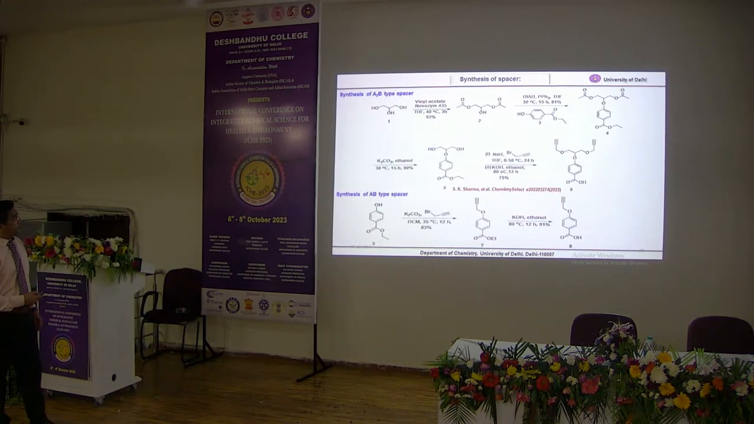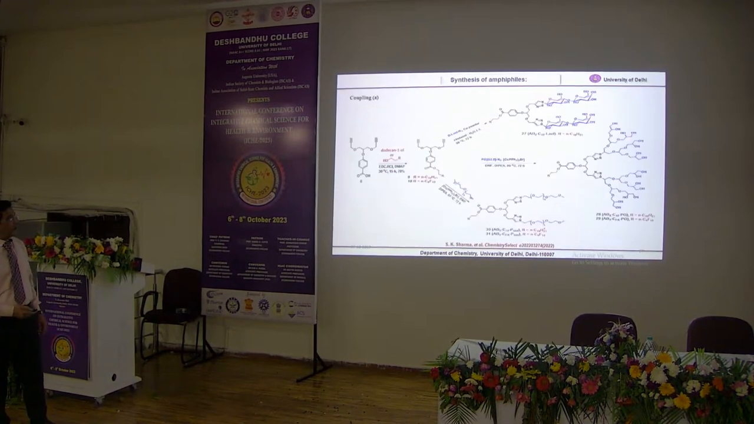So this is the full strategy, starting from glycerol diacetate, then Mitsunobu reaction to get this compound. And then this compound was hydrolyzed. As you can see, the acetyl group was hydrolyzed. And then we treated with propargyl bromide to get these propargyl units. And finally, we carried out the click reaction to have different kinds of amphiphiles synthesized. We have attached the carbohydrate moiety as a hydrophilic moiety and the alkyl chain as a hydrophobic moiety. And also we have used the PG2 dendron as a hydrophilic moiety. We have used a PEG unit, polyethylene glycol, as a hydrophilic unit and alkyl chain as a hydrophobic unit.